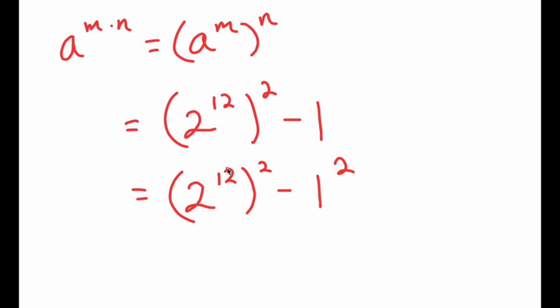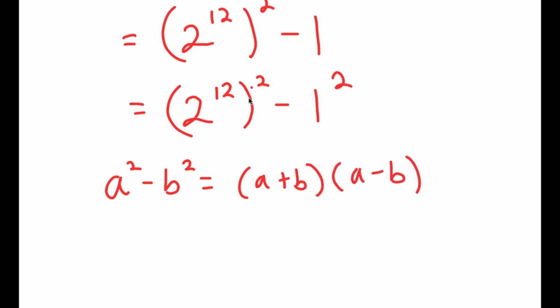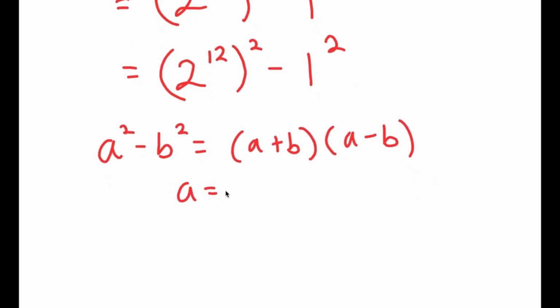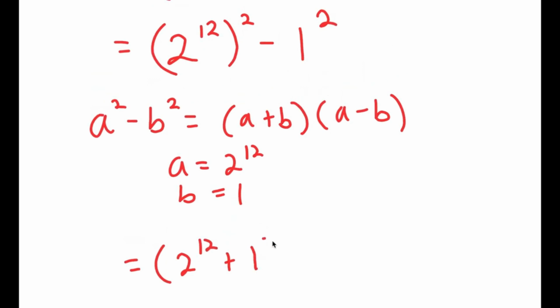And now I can use the property that states that if I have something in the form a squared minus b squared, this is equal to a plus b times a minus b. So in this case, a is 2 to the power of 12 and b is 1. So I get 2 to the power of 12 plus 1 times 2 to the power of 12 minus 1.